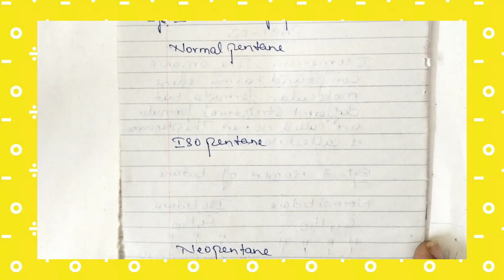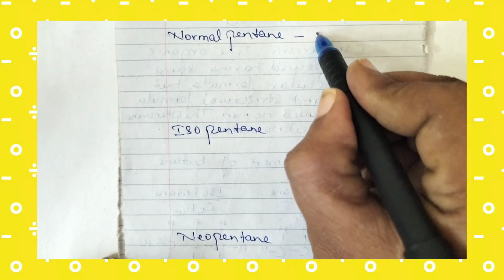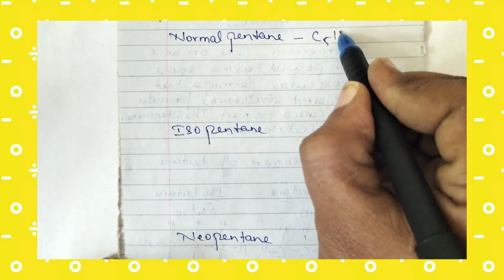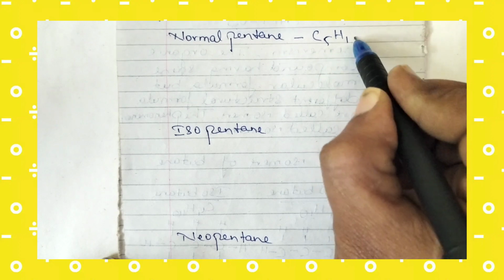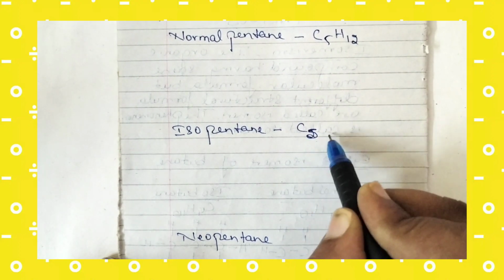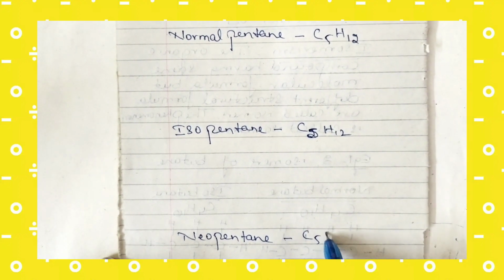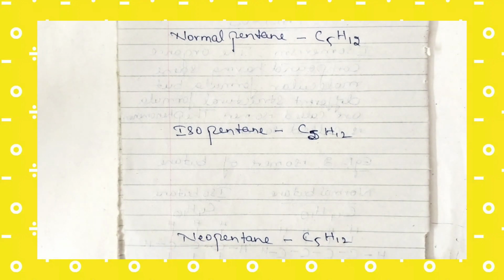Now what is the molecular formula for normal pentane? For pentane, 5 carbons, H is 5 double 10, plus 2, 12. So the molecular formula for isopentane is C5H12. The molecular formula for neopentane is C5H12. That means normal pentane, isopentane and neopentane, all 3 isomers of pentane, have the same molecular formula, but their structural formulas are different.